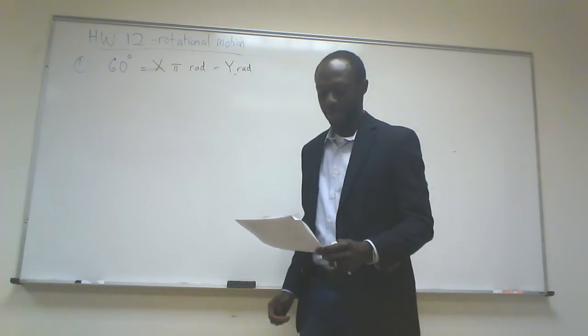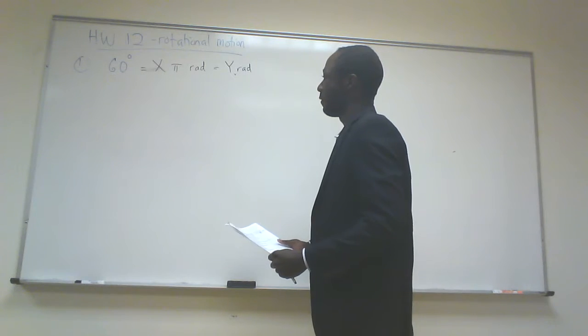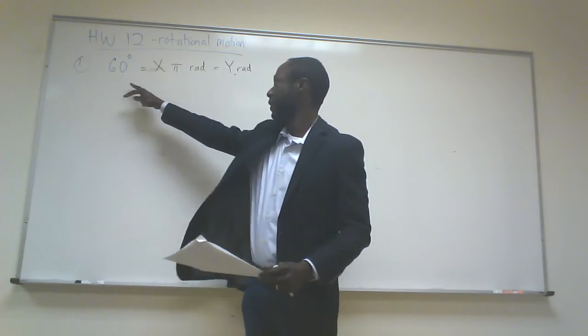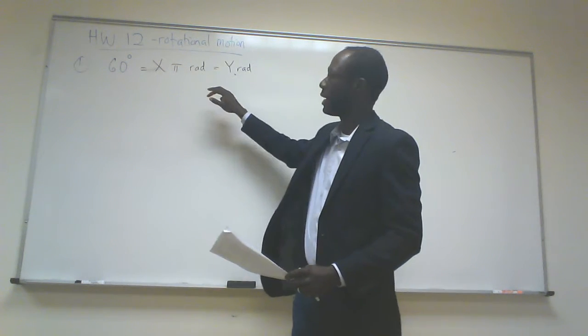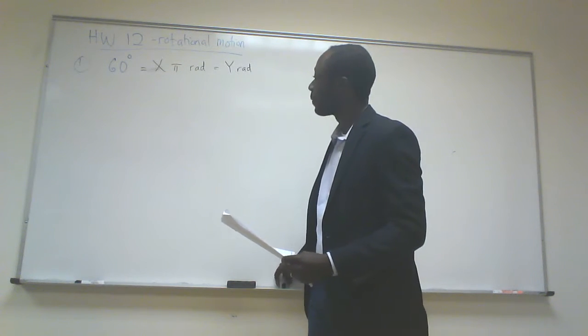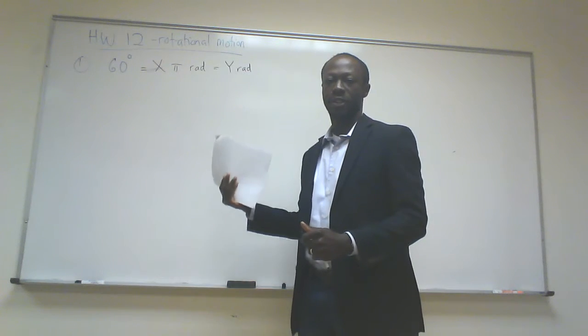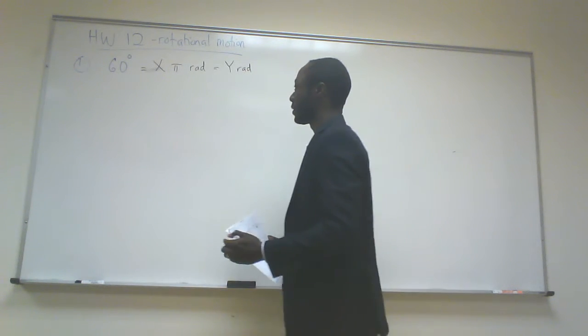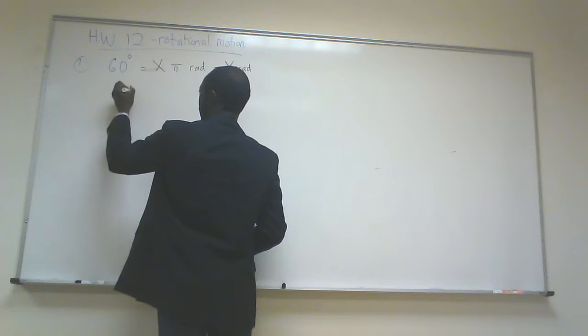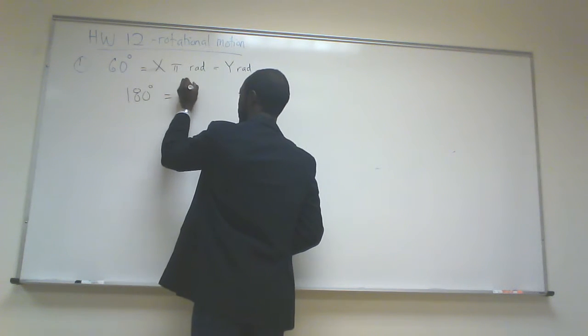This is a tutorial for homework number 12 on rotational motion. In the first problem, we have to convert 60 degrees into x pi radians and into some value of radians without the pi. To solve this problem, we first have to remember the conversion of degrees to radians. So we know that 180 degrees is equal to pi radians.